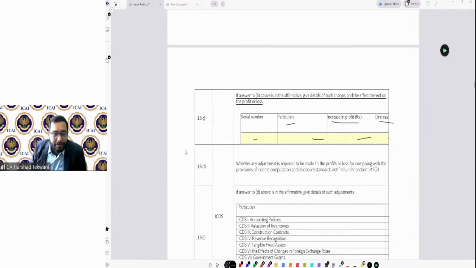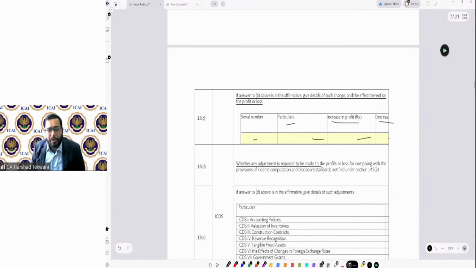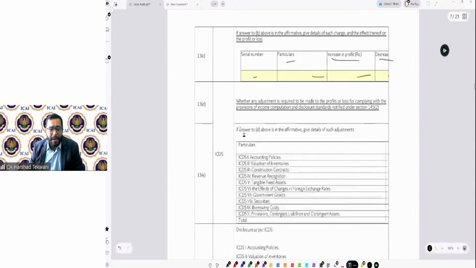Then clause 13D, whether any adjustment is required to be made to the profit and loss for complying with the provisions of ICDS notified under 145(2) of the Income Tax Act. So if there is any adjustment required, then whether that adjustment has been made to the profit and loss account in respect of compliance with the ICDS. And if yes, the change has been made, you need to give the details of such changes, particulars of such changes ICDS wise.